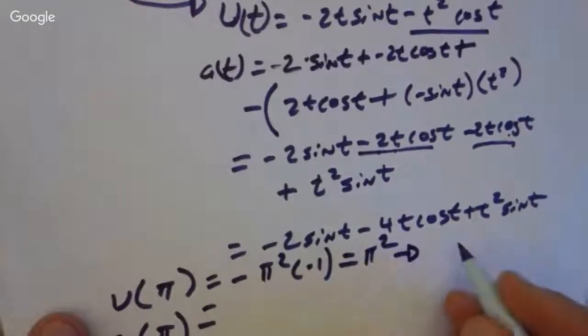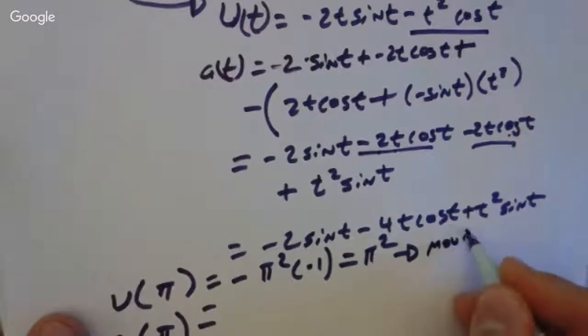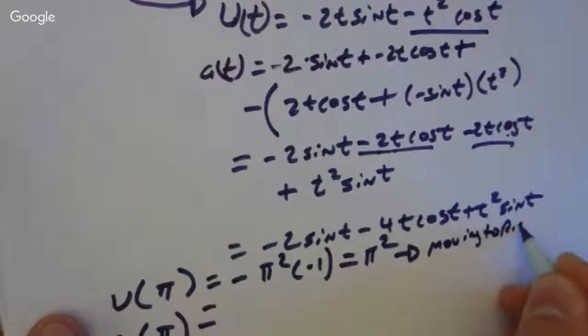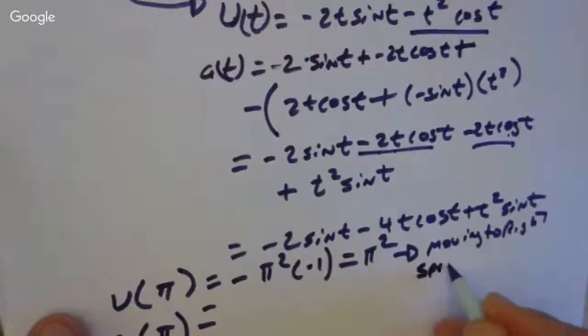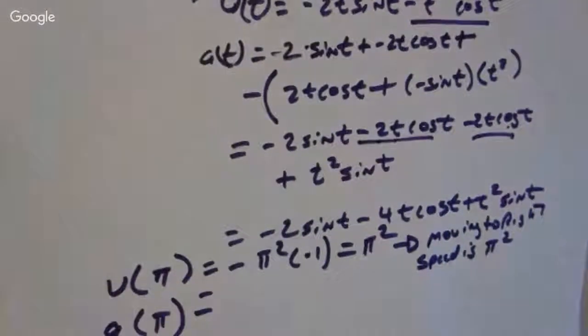That tells you that it's going what direction? Right. Because velocity is positive, it's moving to the right. And what's its speed? How fast? Pi squared. So it's moving to the right.